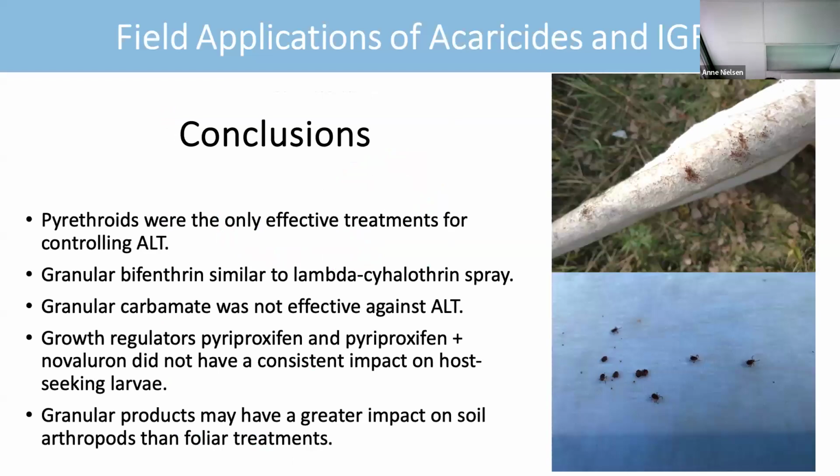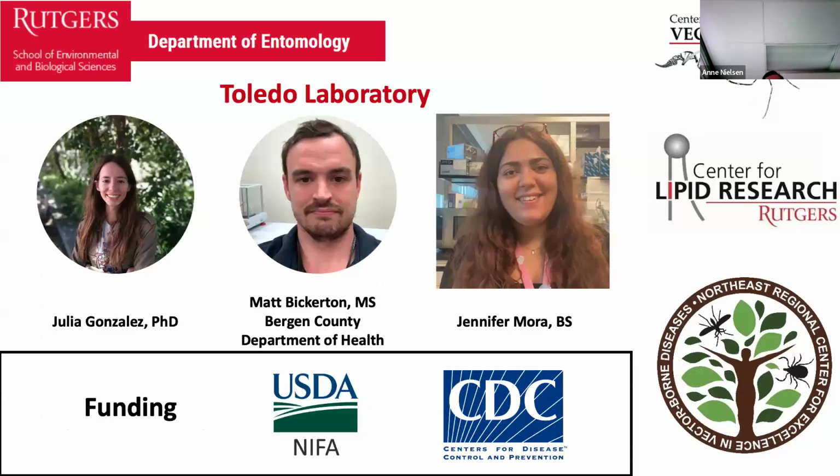And the conclusions for this study are that pyrethroids were the only effective treatment for controlling ALT. I think this is important because although in our preliminary study with acaricides, carbamates also seemed to be promising in the field, they didn't do much. Granular bifenthrin was similar to lambda-cyhalothrin. Granular carbamate was not effective against ALT. Growth regulators didn't have a consistent impact on ticks. And granular products might have a greater impact on soil arthropods than foliar treatments.